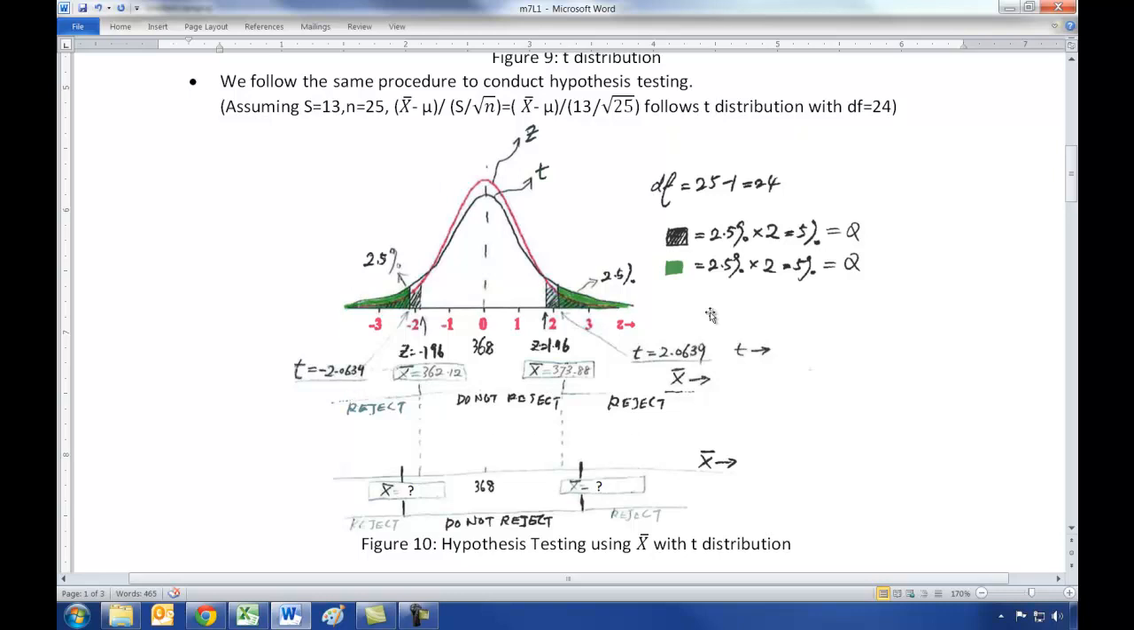So this diagram shows the comparison of using T distribution versus Z distribution for the cereal box example. The information that is needed for the T distribution is listed here. I'll leave this as a practice problem for you to figure out what the do not reject regions and the reject regions are, namely to figure out these two values for the sample mean.